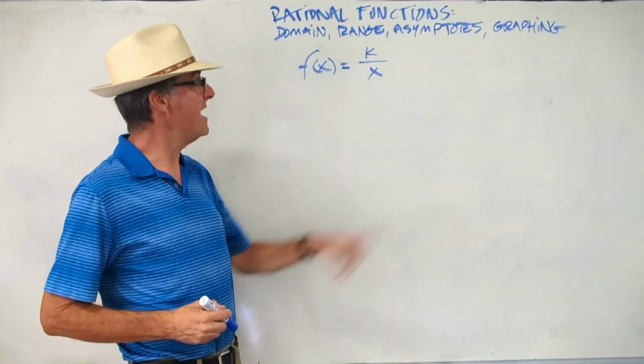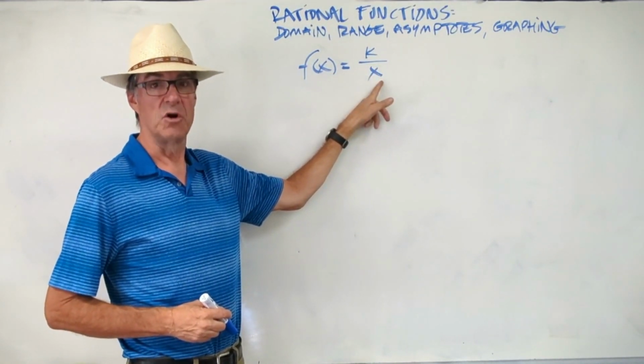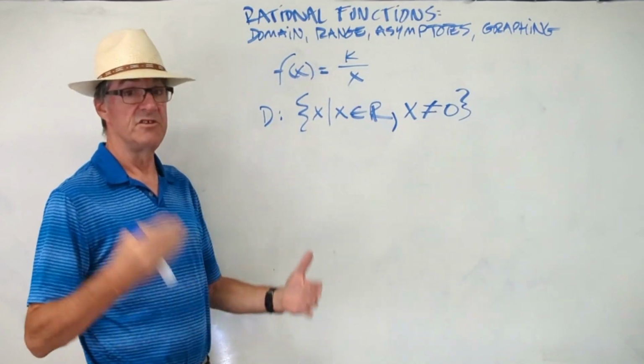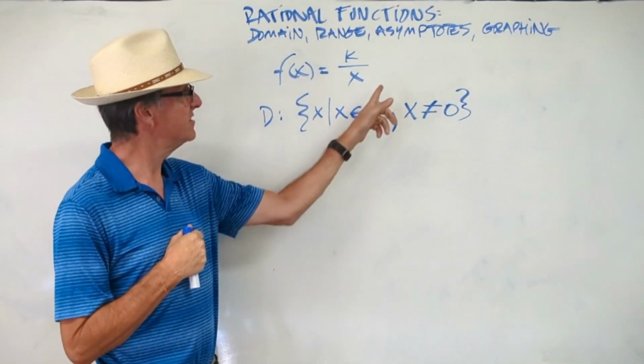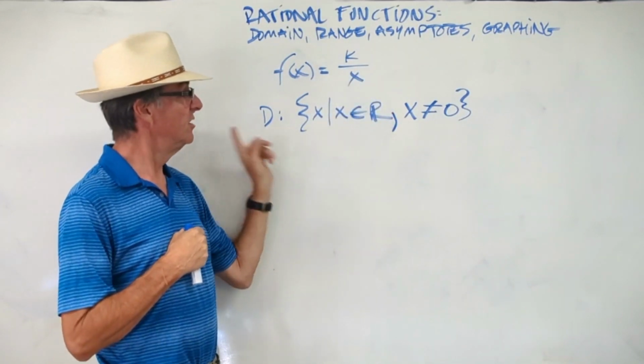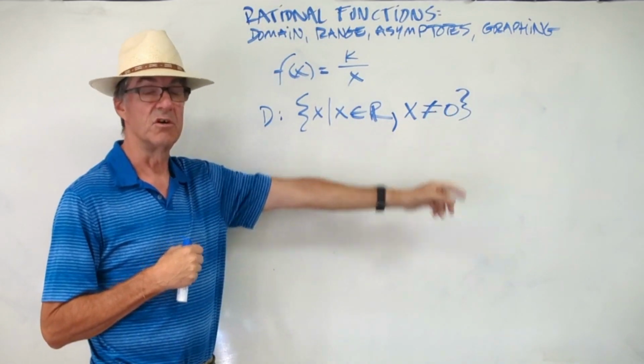Think about the domain of this function. Are there any limitations on the domain? Hopefully you realize that you can put any number you want in for x except 0. We can't divide by 0 in mathematics. So you can say x is an element of the real numbers and x is not equal to 0.